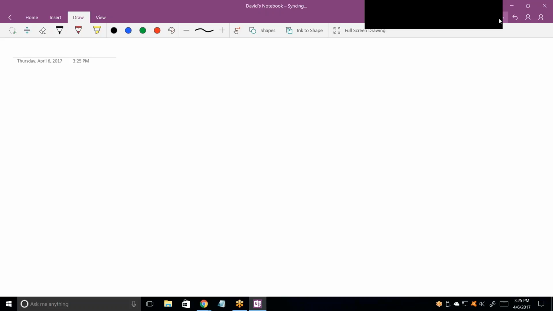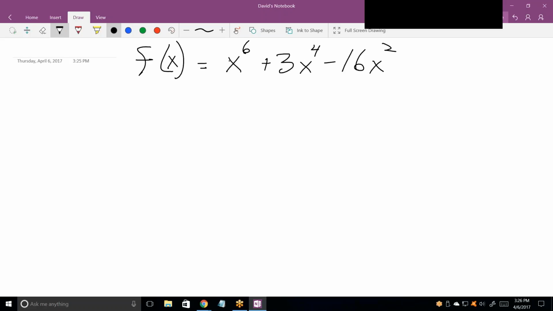Next problem. This one is kind of like that last one. But we have to algebraically find all the zeros again. And this is x to the 6th plus 3x to the 4th minus 16x squared minus 48. And that's it.